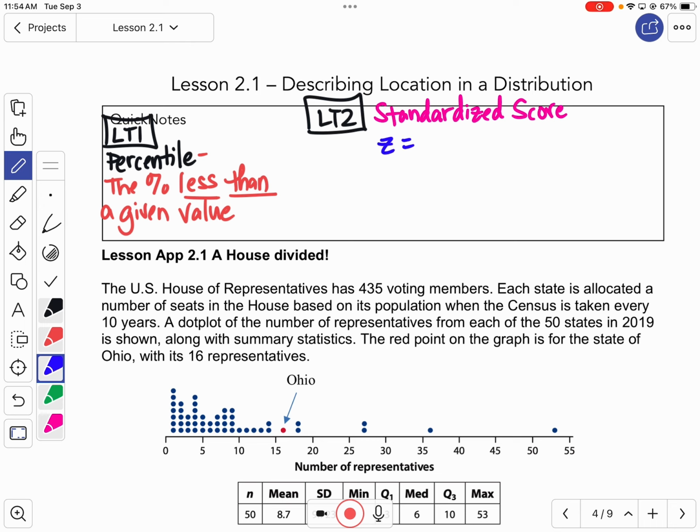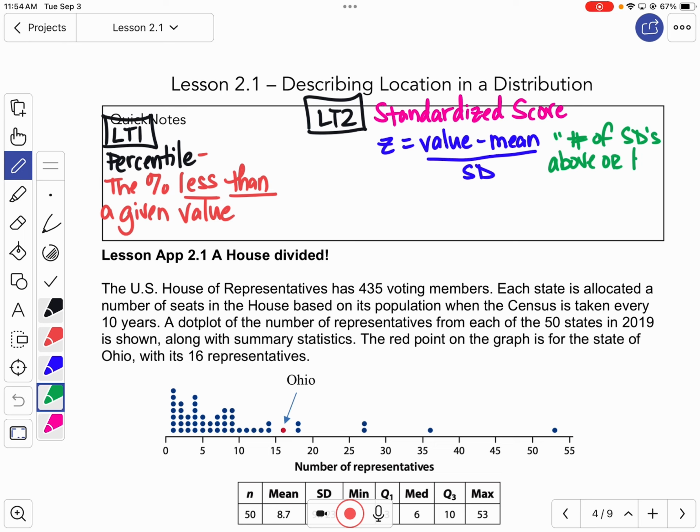So it's our data point or our actual value minus the mean. It's okay if it's negative, divided by the length of the standard deviation. Okay, and it tells me the number of standard deviations above or below the mean.